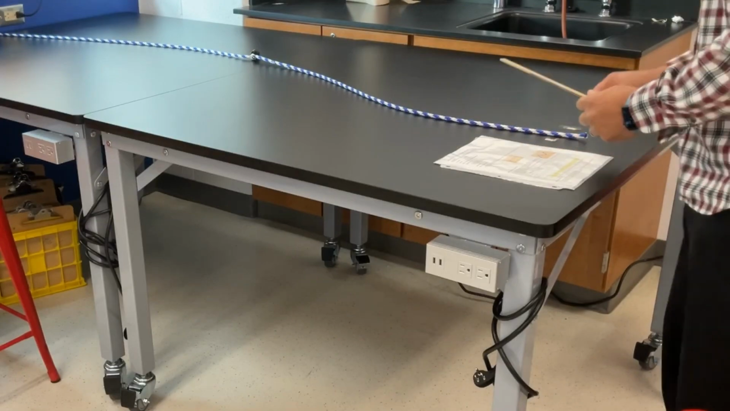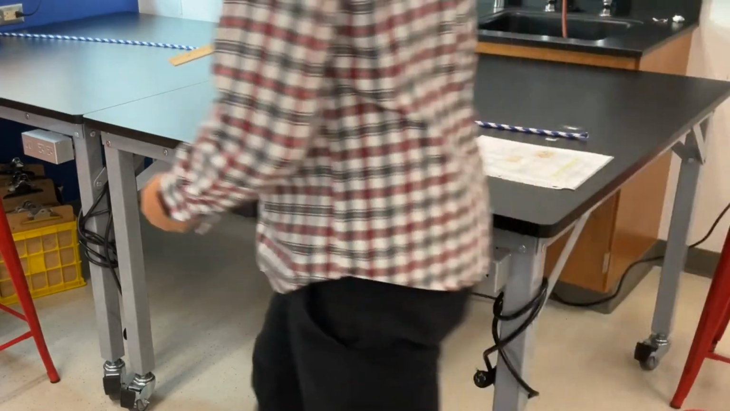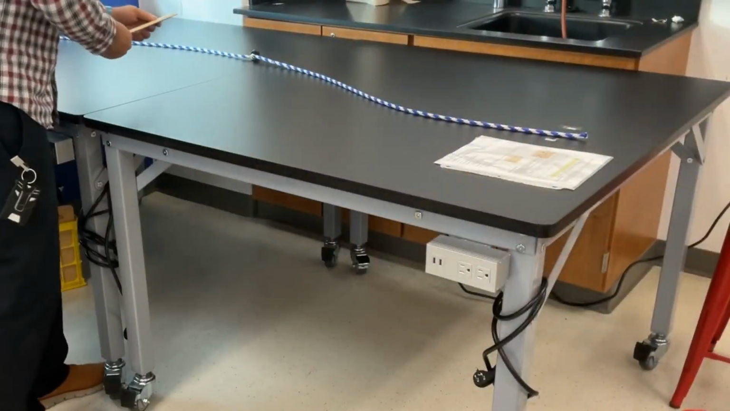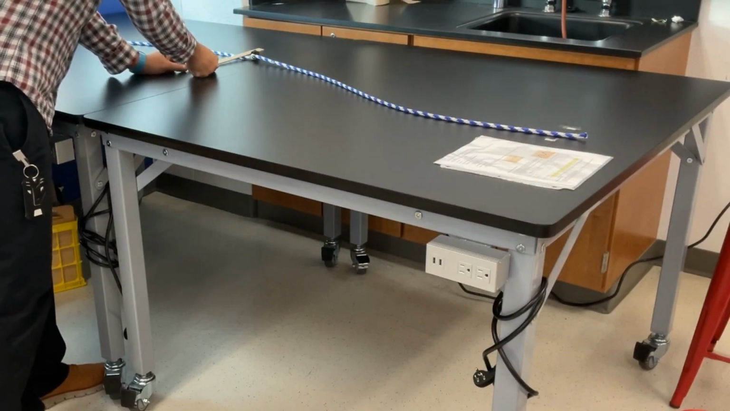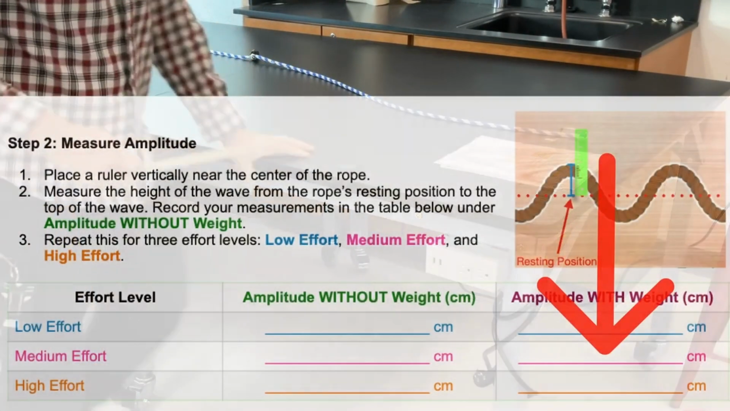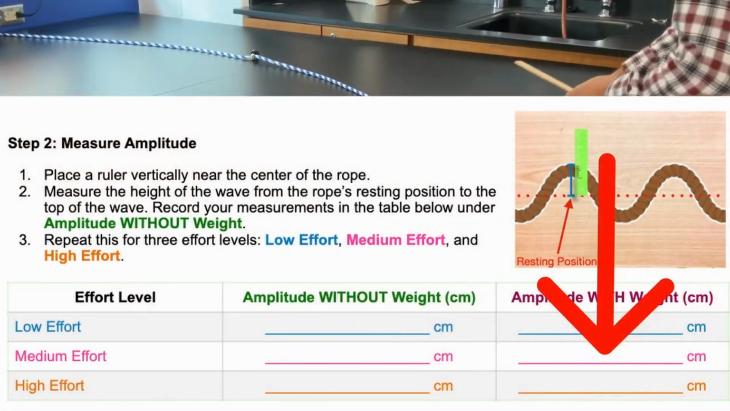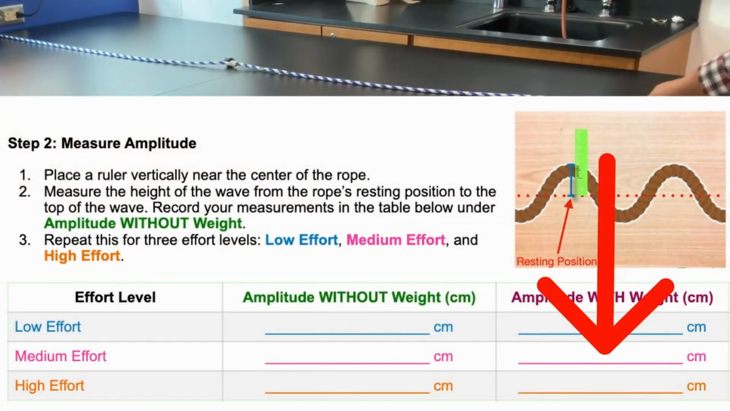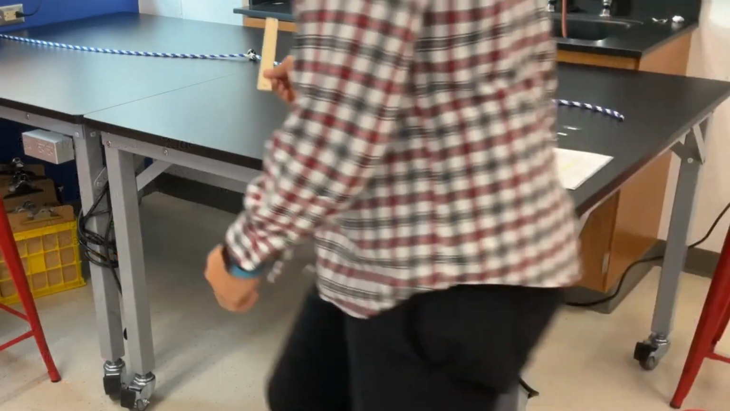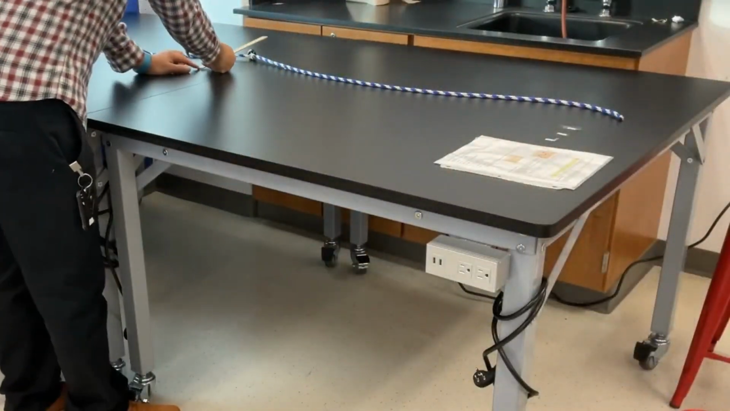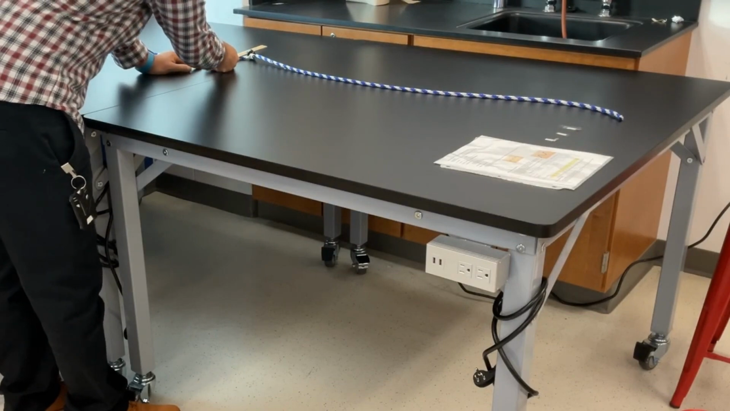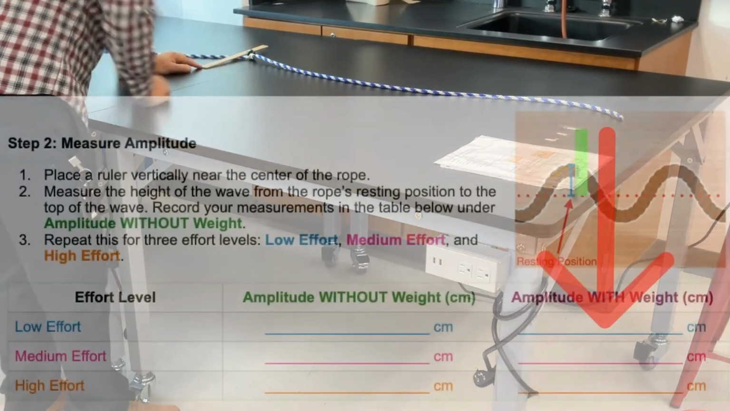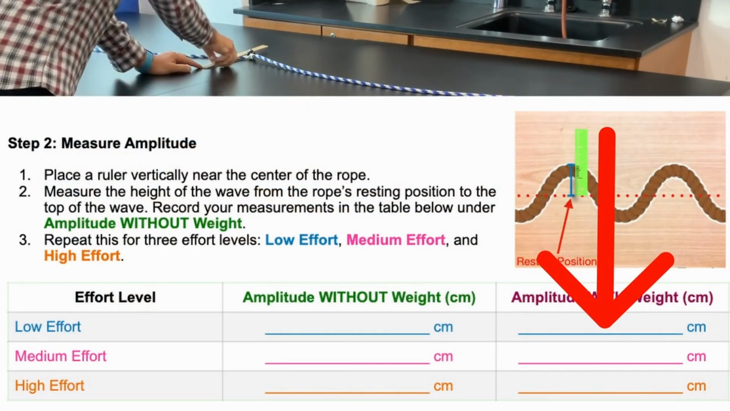Okay, so here's medium effort. Measure that. Okay, 23 centimeters. And then this one, I'll do low effort. And I've got 16 centimeters.